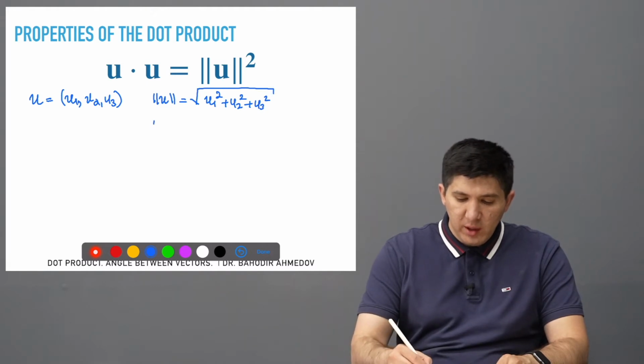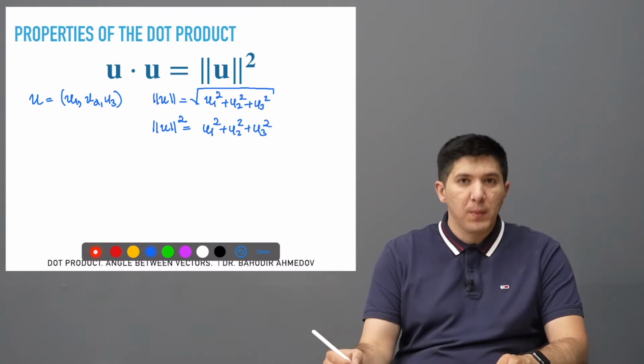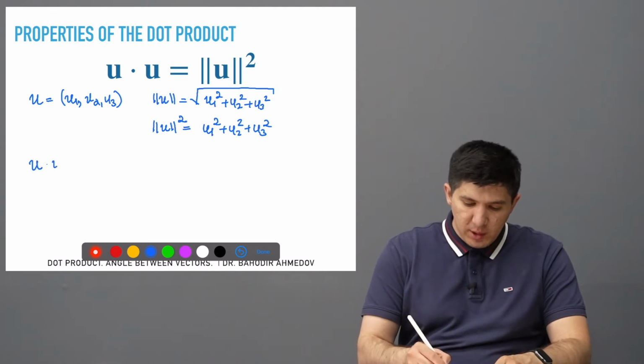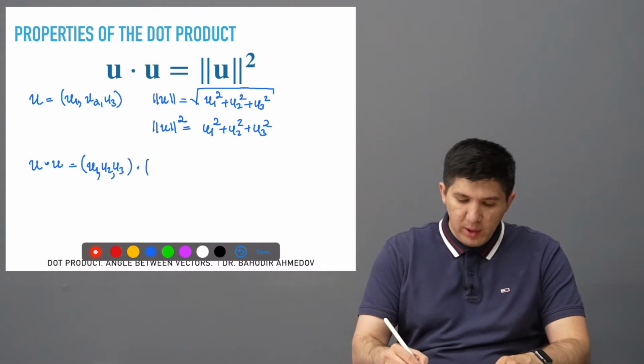And obviously the norm, or the length of the vector, squared is going to be equal to u1 squared plus u2 squared plus u3 squared. At the same time, u dot u is going to be the multiplication of u1, u2, u3 by itself as a dot product, u1, u2, u3.